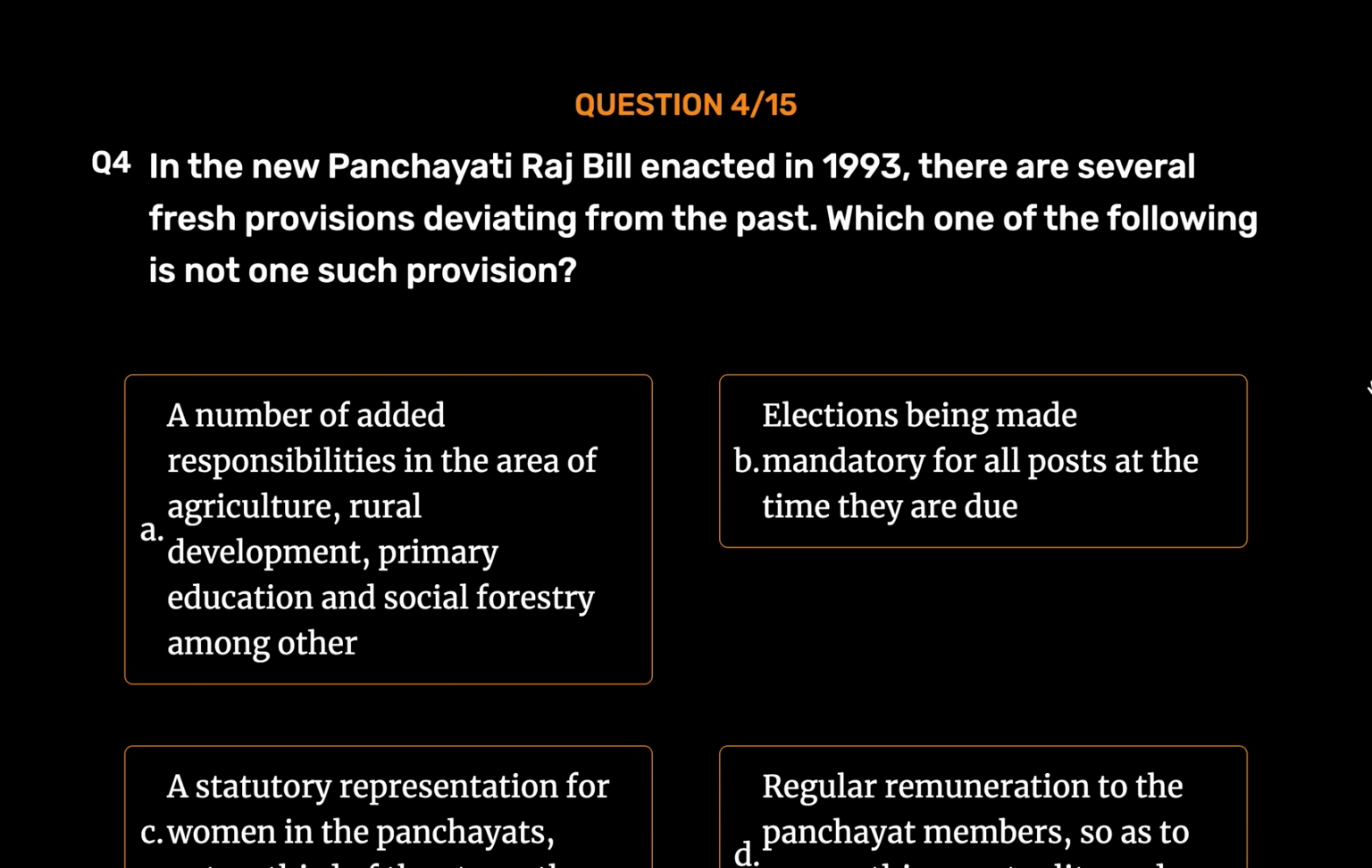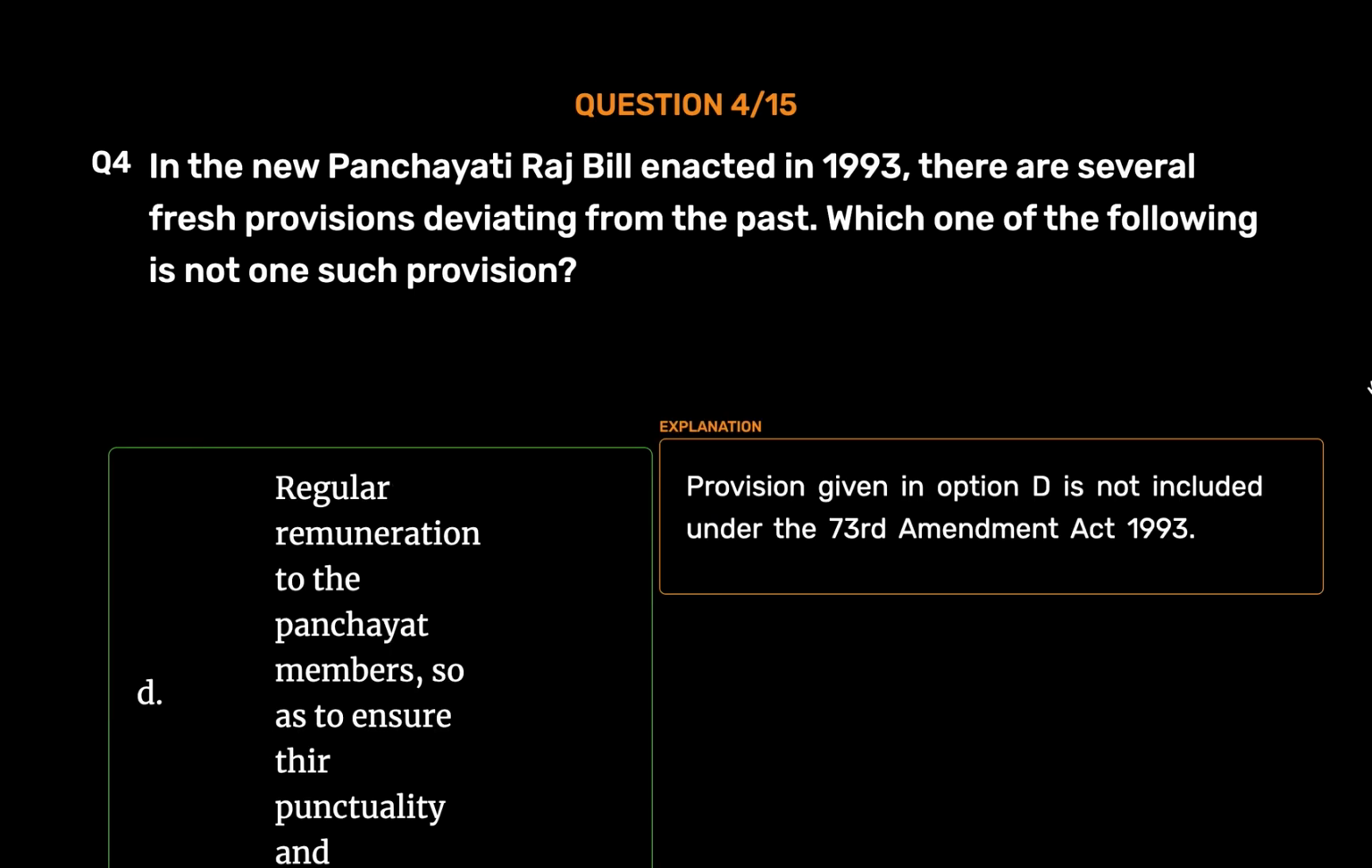The correct answer is Option D. Regular remuneration to the panchayat members, so as to ensure their punctuality and accountability. Provision given in Option D is not included under the 73rd Amendment Act 1993.